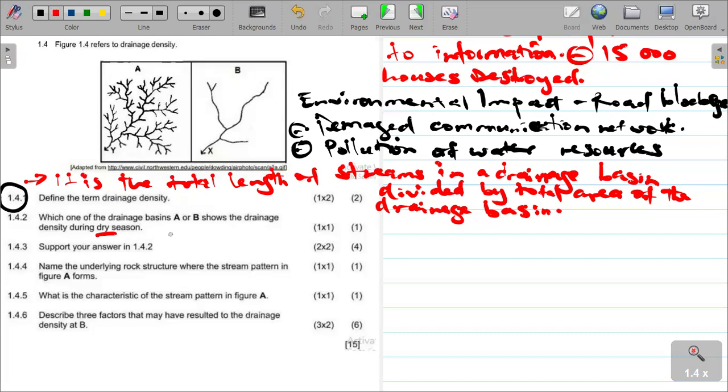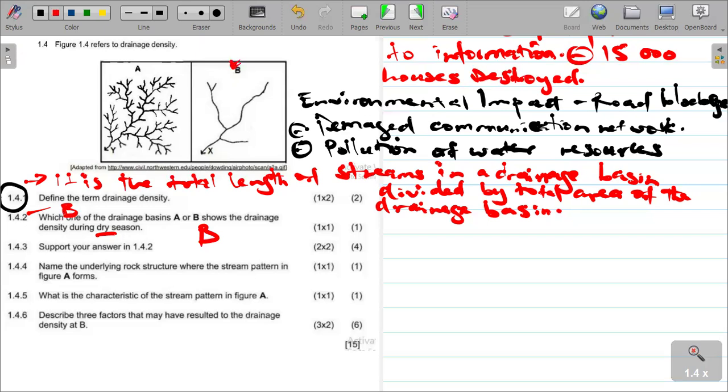Obviously, in a dry season, the number of streams must be few. So B can be the right answer. It should be B, because when it is a dry season, the number of streams is supposed to be very few. It is B, question 1.34. B is the right answer.